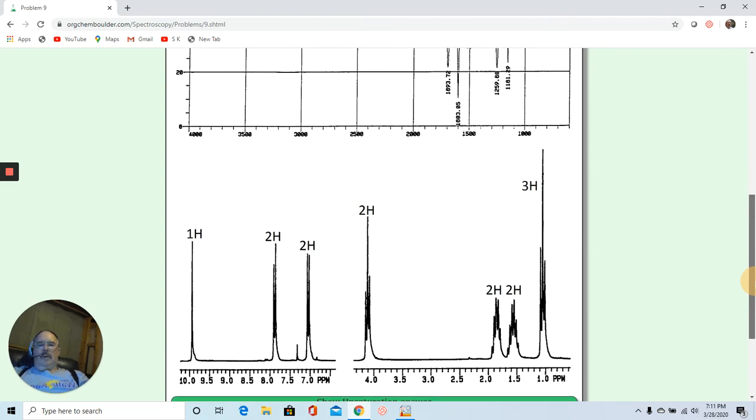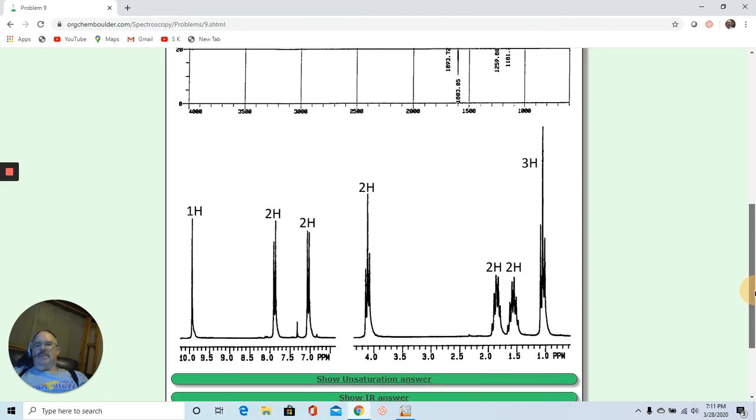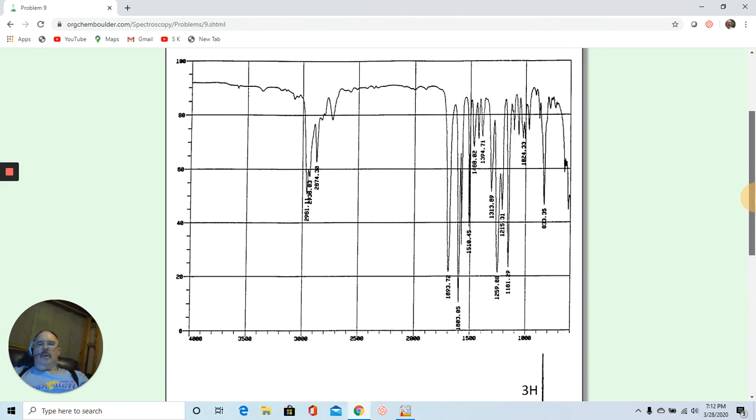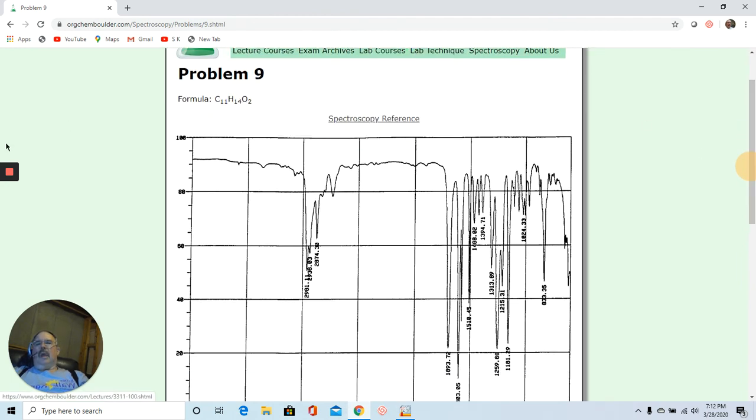Okay, this one's a little more complicated. C11H24 would be the fully saturated, so we're missing 10 hydrogens. So that would be 5 unsaturation units.